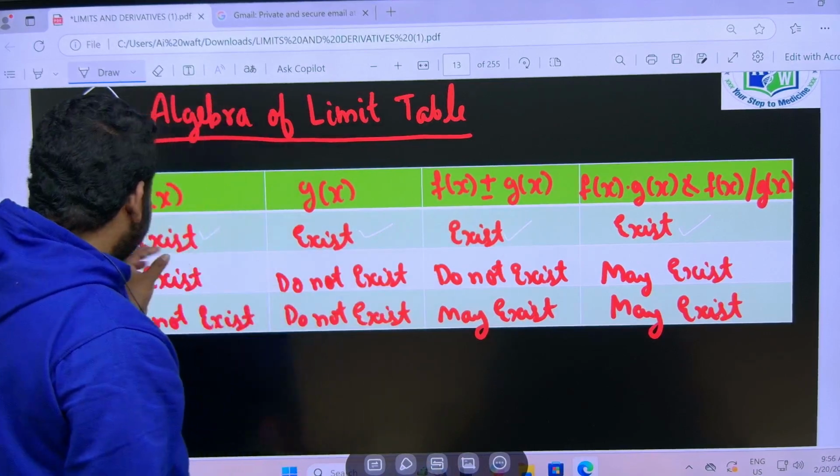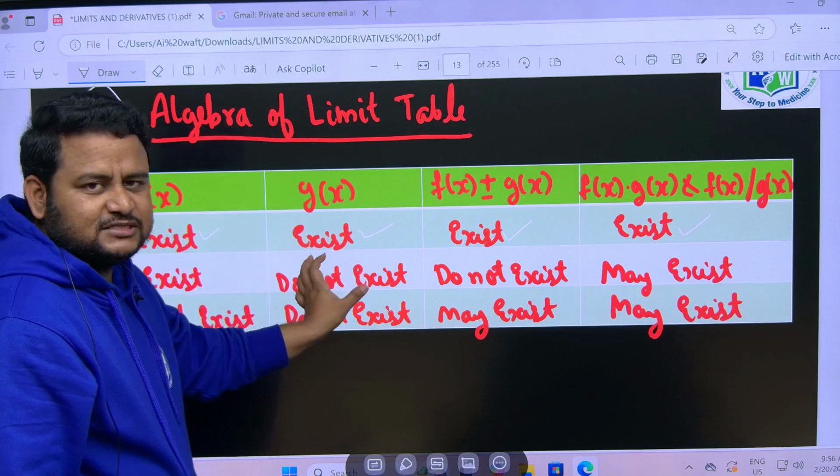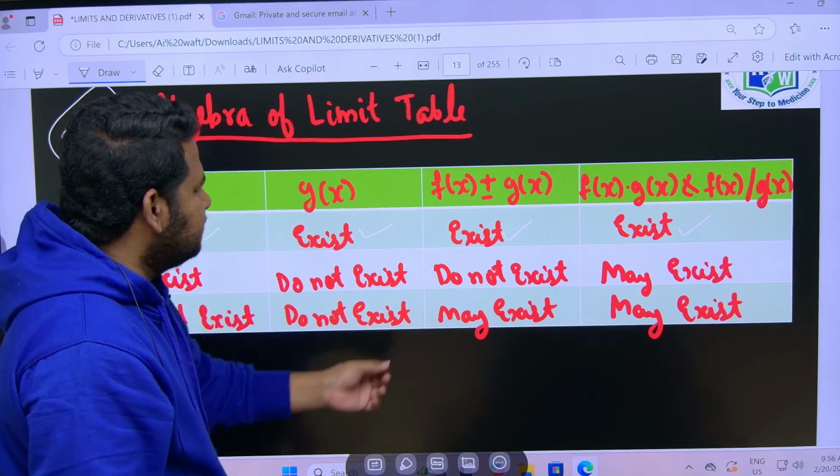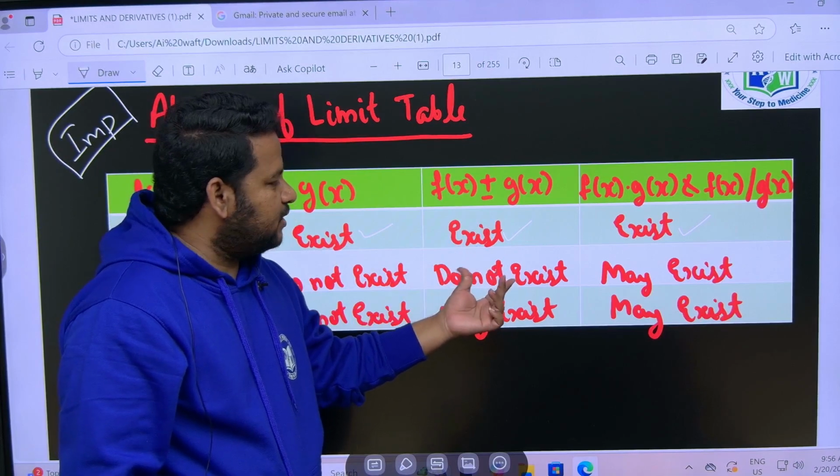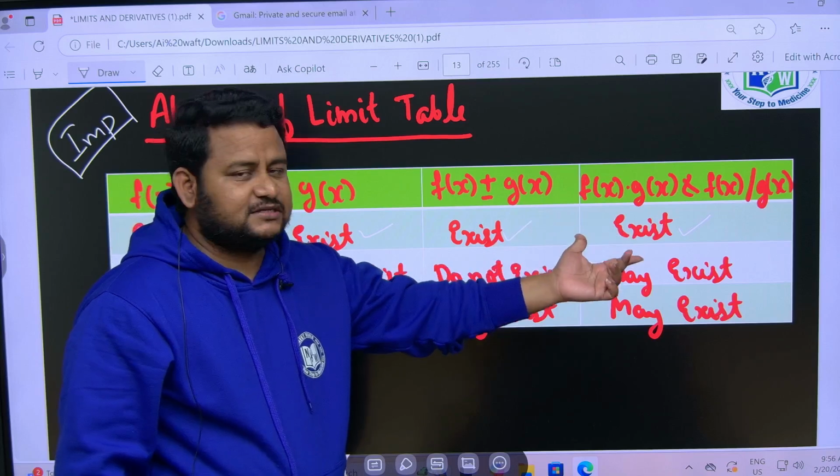Next, if the limit of f of x exists but that of g of x does not exist, then what will happen to the sum or difference? That will not exist. But when it comes to product and division, that may exist.